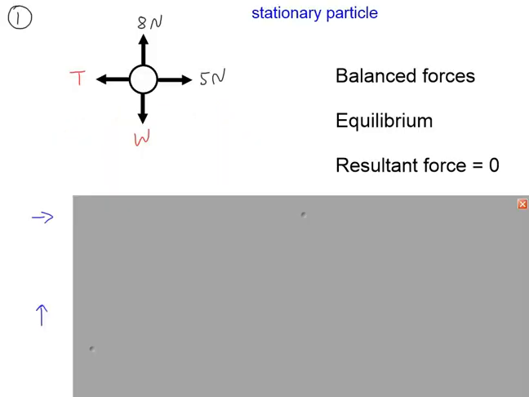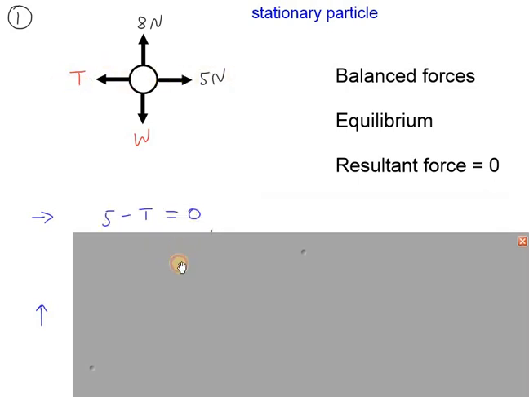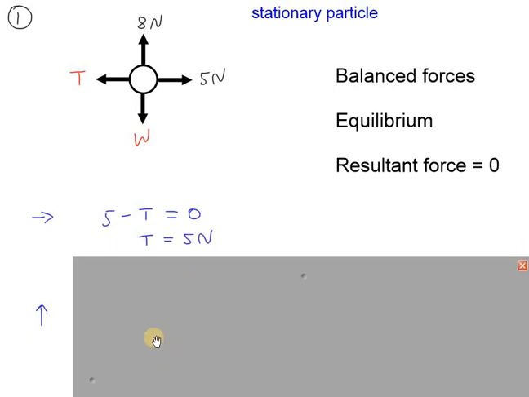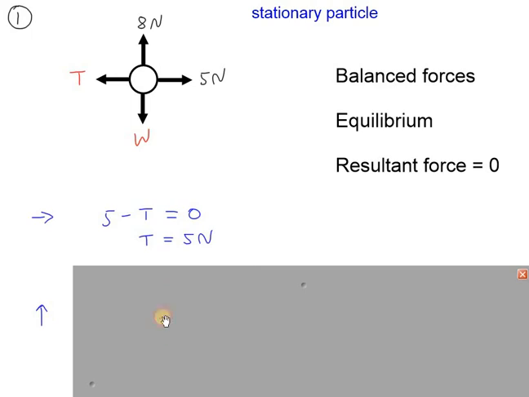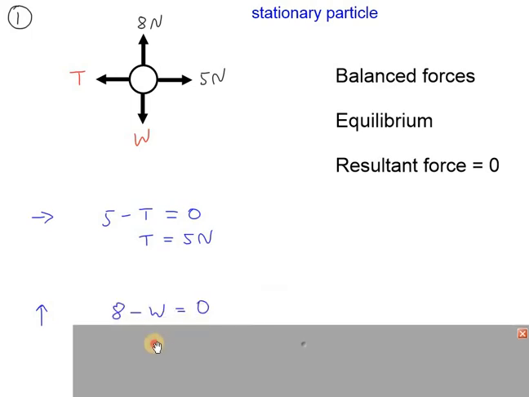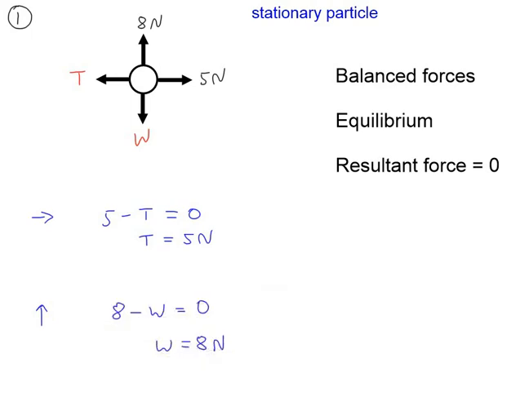Example 1. This particle is stationary and the forces on the particle are balanced. All the forces are in equilibrium. The resultant force is 0. So looking at forces horizontally, resolving horizontally, we have 5 minus T, and that should be equal to 0, so T is equal to 5 newtons. Resolving forces vertically, 8 minus W will be equal to 0. So W is equal to 8 newtons.